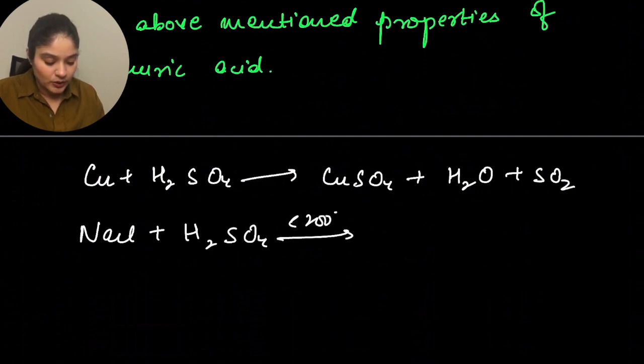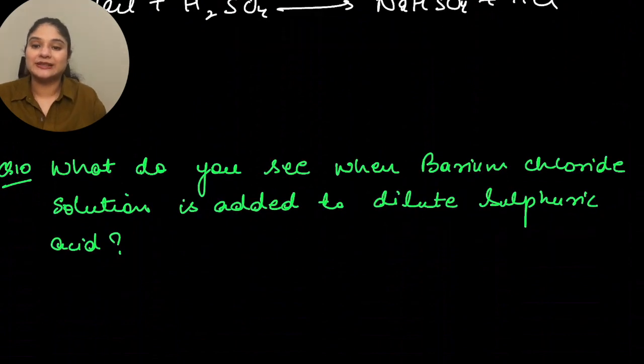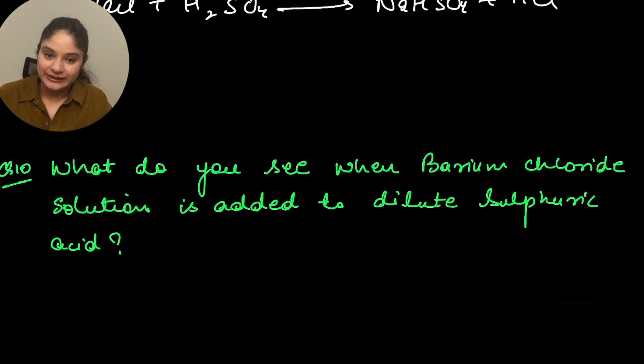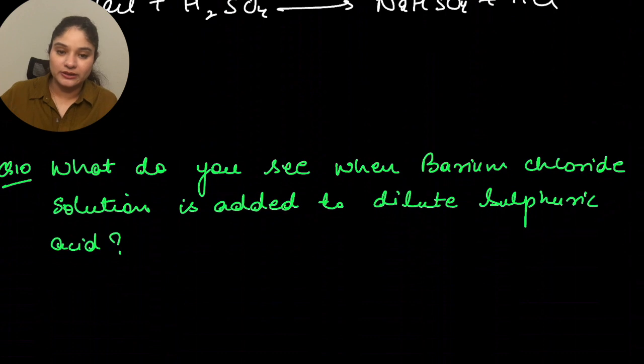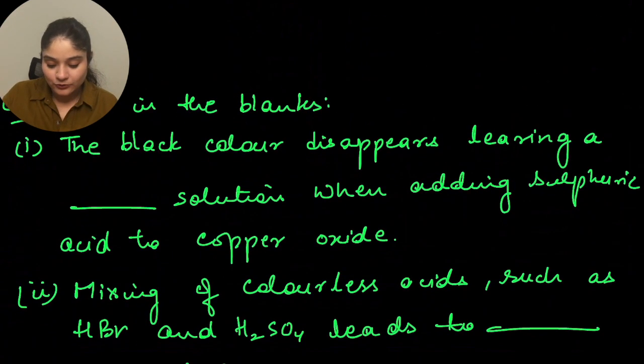This is below 200 degrees Celsius. You get NaHSO4 plus HCl. This is non-volatile nature. Let's move to the next question. What do you see when barium chloride solution is added to dilute sulfuric acid? We see a white PPT appears, which is insoluble in all mineral acids. That is your observation. Let's move to the next question.